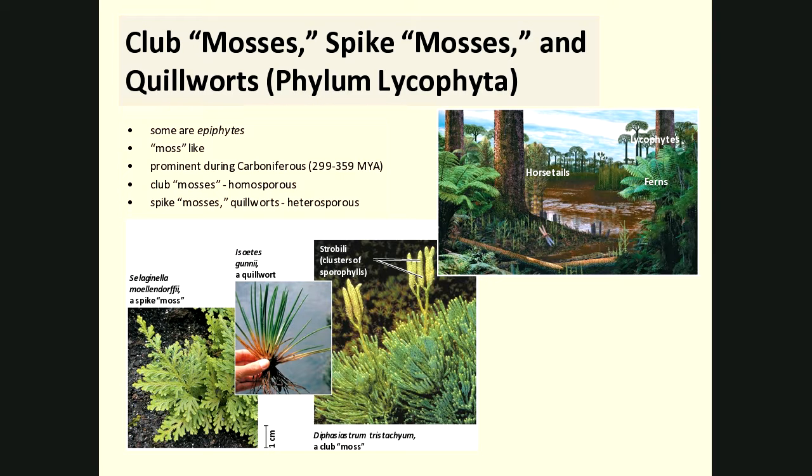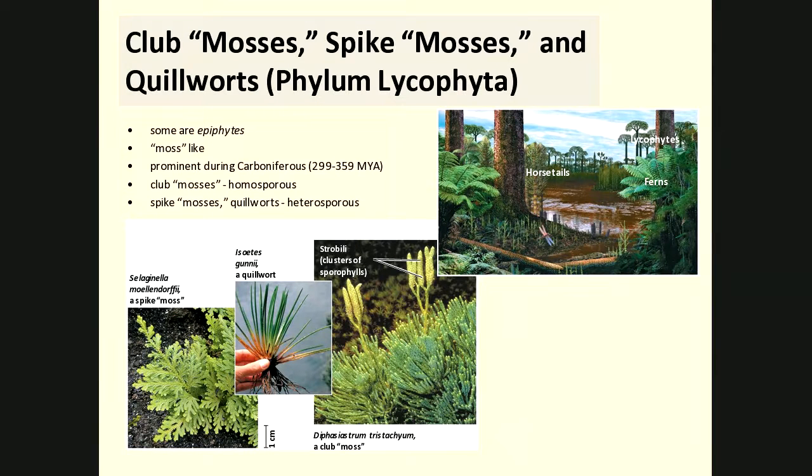Club mosses, spike mosses, and quillworts are all lycophytes. I put the word moss in quotes because these are not really mosses. Mosses are bryophytes. These are not bryophytes. These are lycophytes. But the common name, you know how that happens sometimes. Some of these organisms are epiphytes, which means they grow on another plant. I guess the moss terminology probably comes from the way they look. These guys were very prominent during the Carboniferous, about 360 to 300 million years ago.